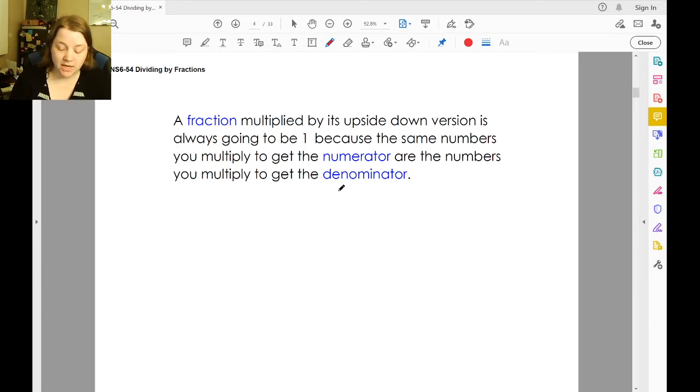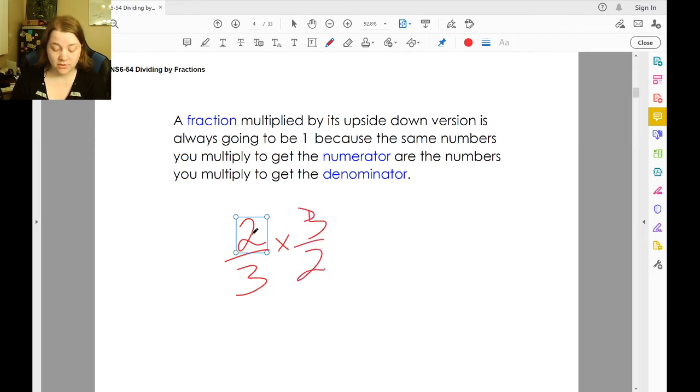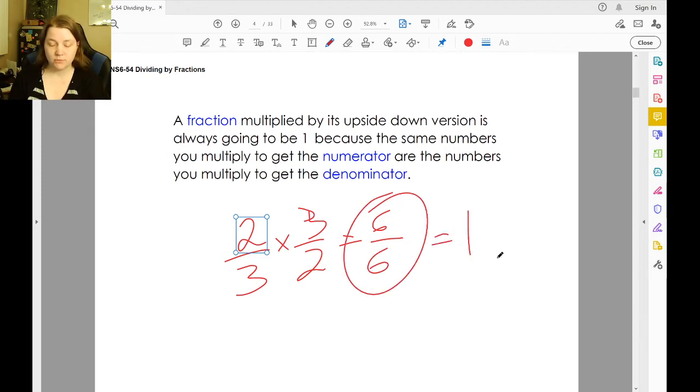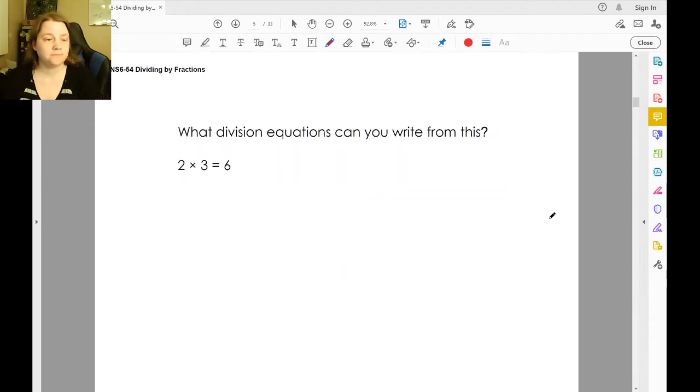So first of all, the upside down version is called the reciprocal. Let's say we have 2/3. If I multiply 2/3 by its reciprocal, so 2/3 flip-flopped is 3 over 2, 2 times 3 is 6, and 3 times 2 is 6. We have a whole number that's equal to 1.